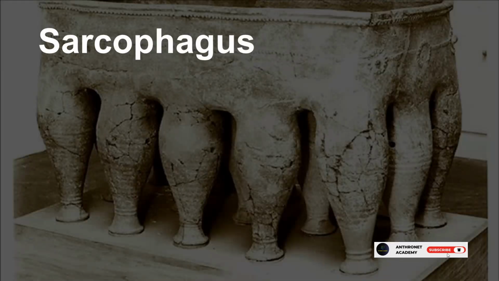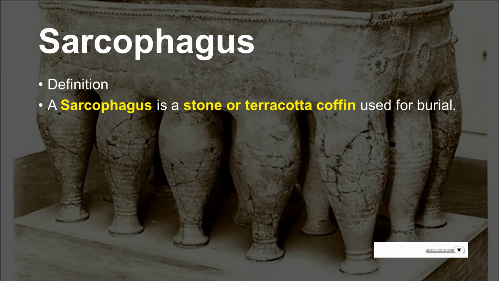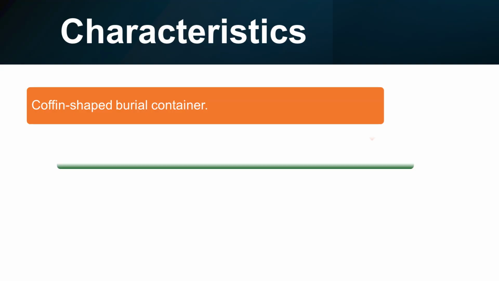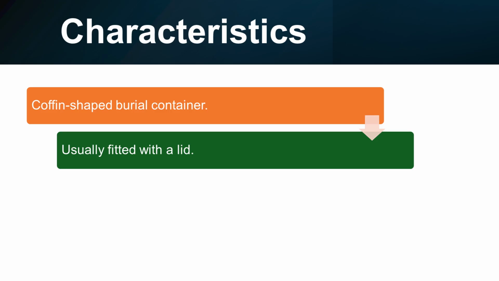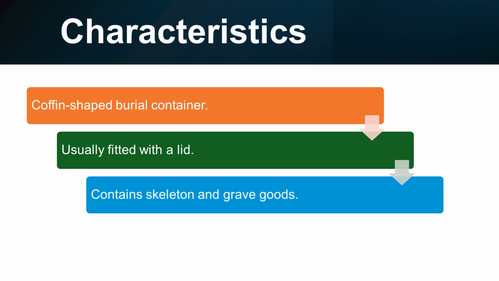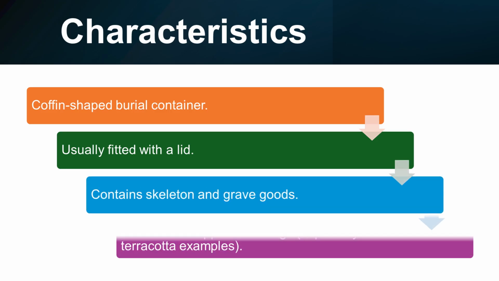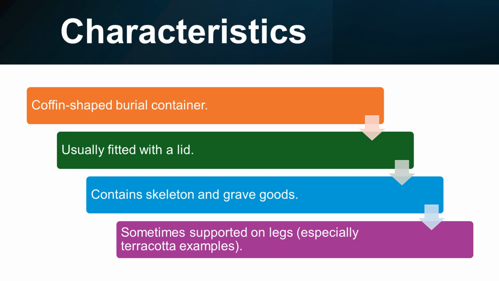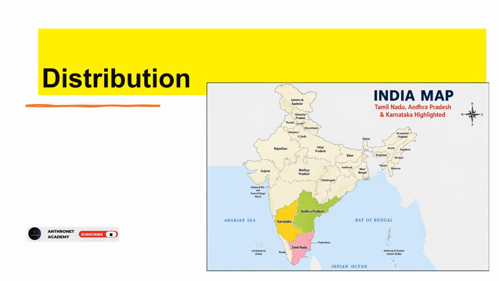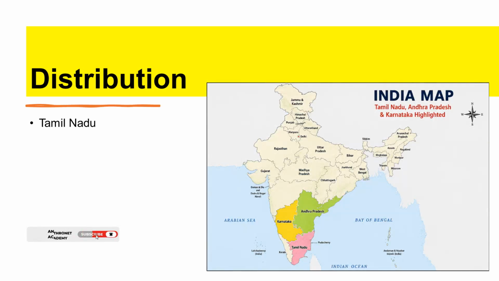Sarcophagus. Definition: a sarcophagus is a stone or terracotta coffin used for burial. Characteristics: coffin-shaped burial container, usually fitted with a lid. Contains skeleton and grave goods. Sometimes supported on legs, especially terracotta examples. Distribution: Tamil Nadu, Andhra Pradesh, Karnataka.